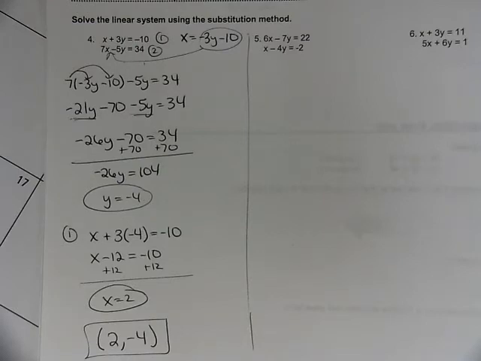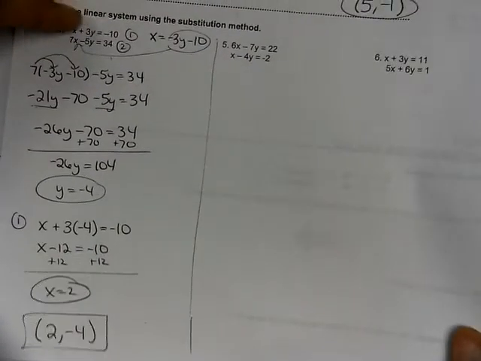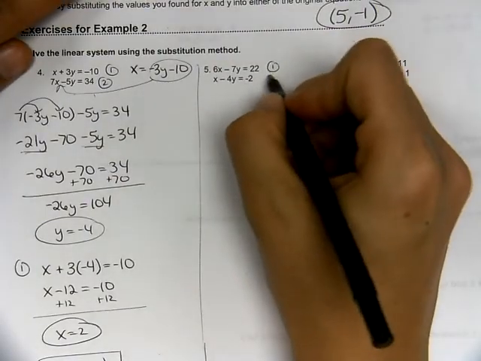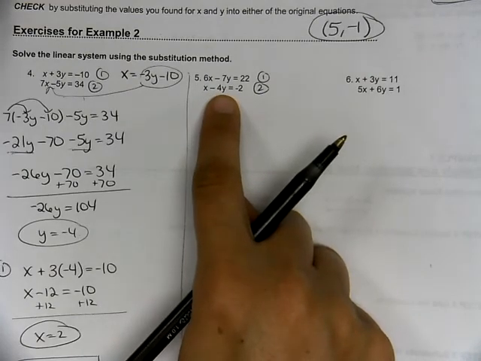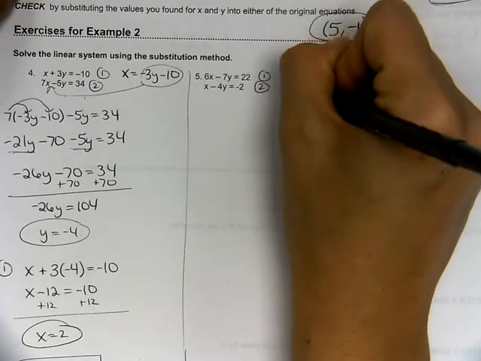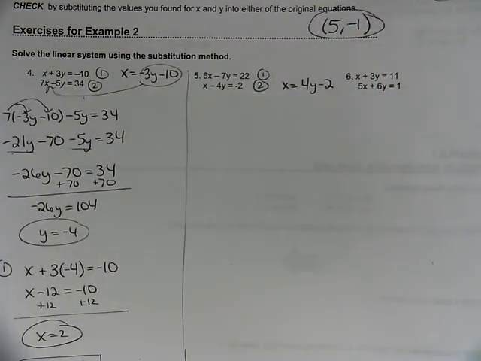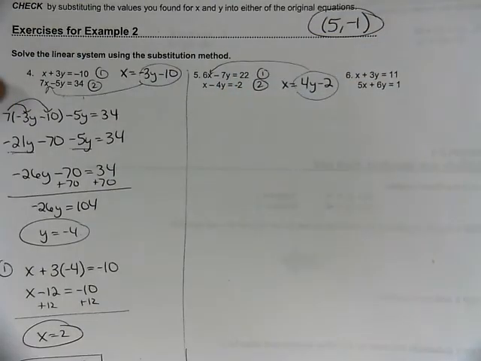Questions? Let's do 5 or 6. Which one do you want to do? Let's do 5. So for equation 1, for 5, I'm going to move the negative 4y. I'm going to switch to equation 2. So this becomes x equals 4y minus 2. Now I got to plug this into equation 1 where the x is.